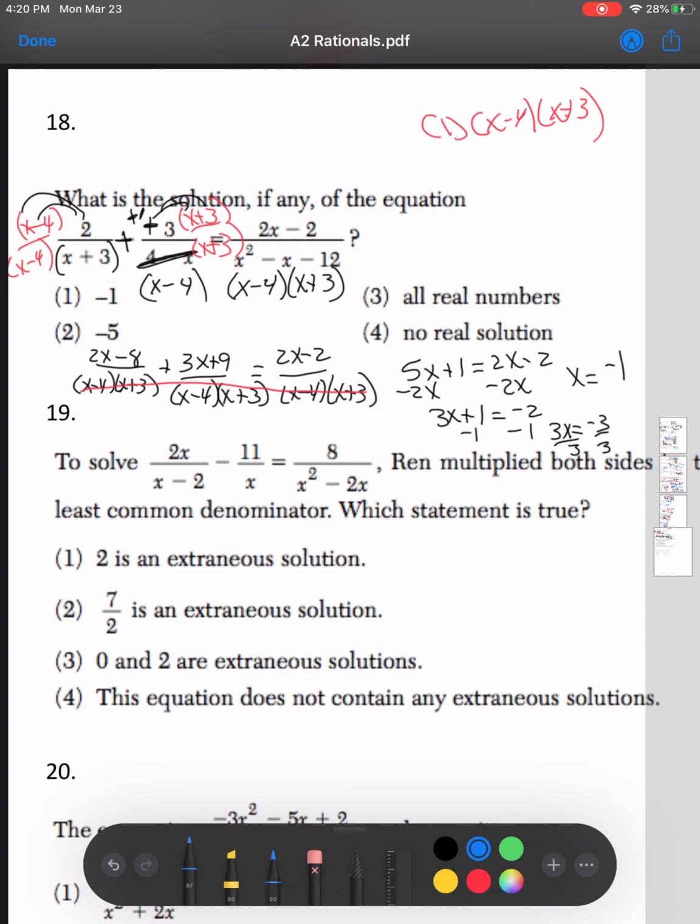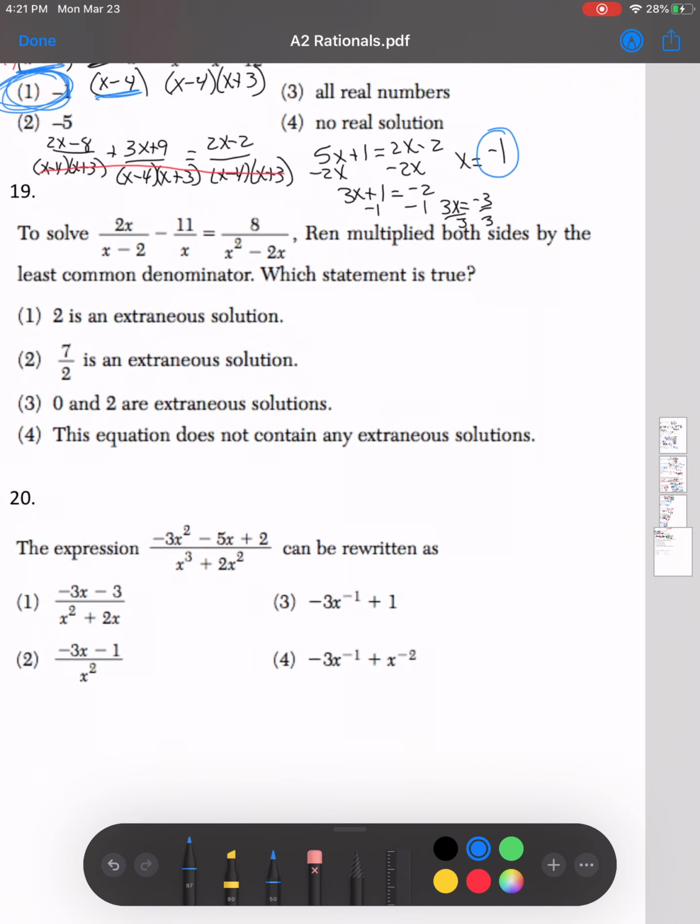But because we just solved a rational equation, we need to make sure that this does not cause a 0 in the denominator. So if I plug a negative 1 into the first denominator, I don't get a 0. If I plug it into the second denominator, I don't get a 0. So my answer is, in fact, negative 1.